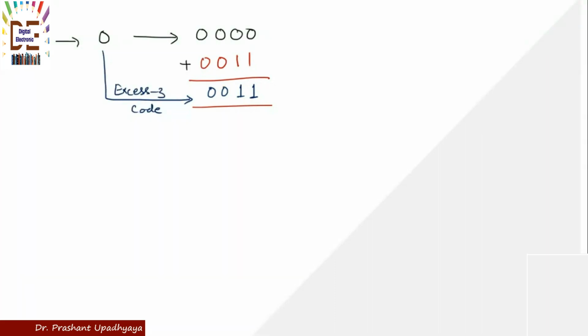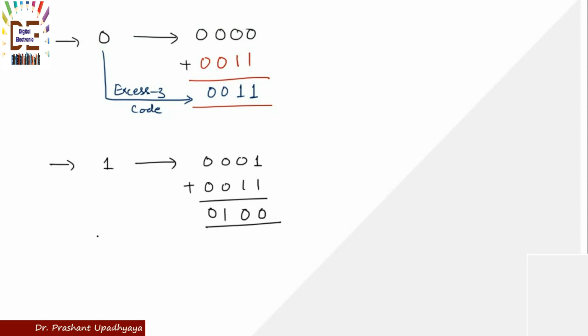Let's take another example. If I have 1, how can I write 1? Add and take out the answer. What will be the answer? So the answer will be 0, carry 1, 0 1 0 0. Okay, so this will be your answer. This is your excess 3 code. So 1 is represented by 0100.